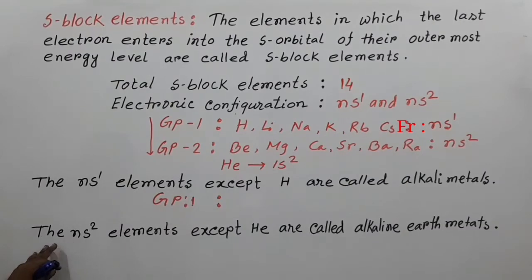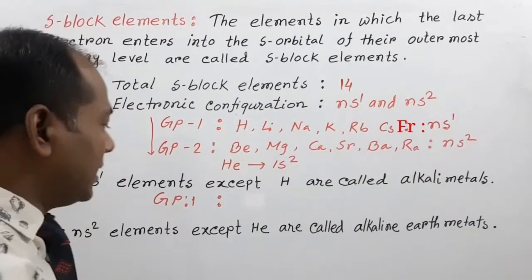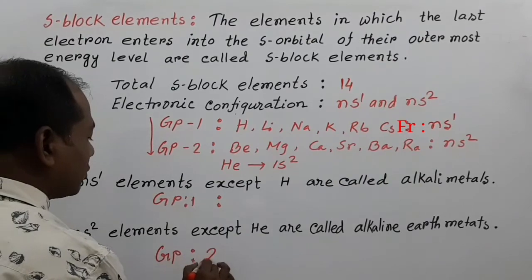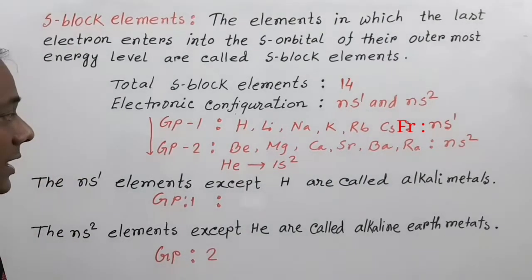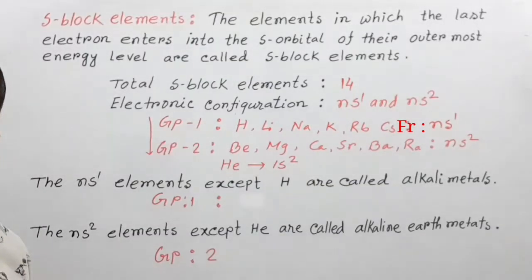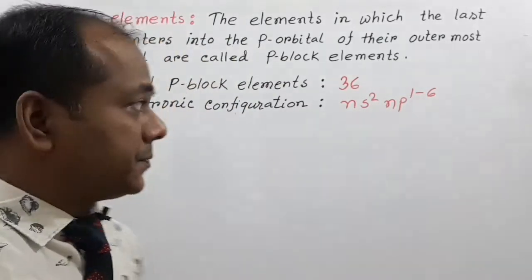And the ns2 electronic configuration elements except helium are called alkaline earth metals, and they are present in group number 2. They are beryllium, magnesium, calcium, strontium, barium, and radium. My dear students, now what are p block elements?